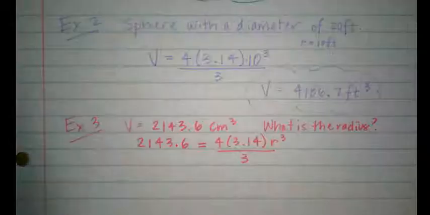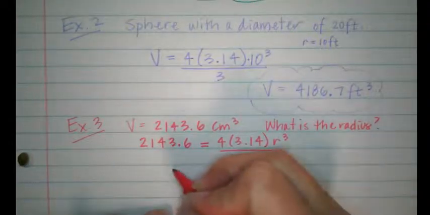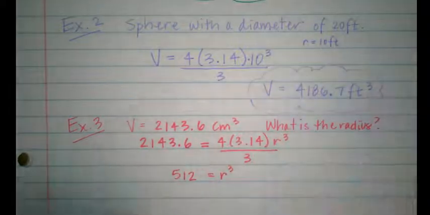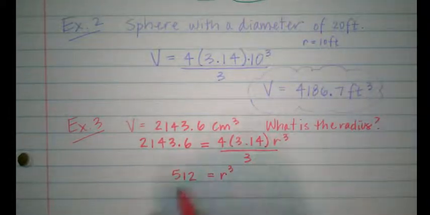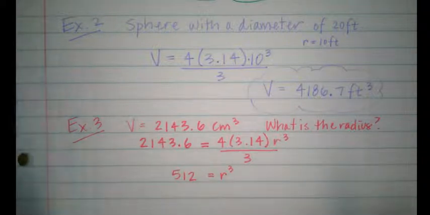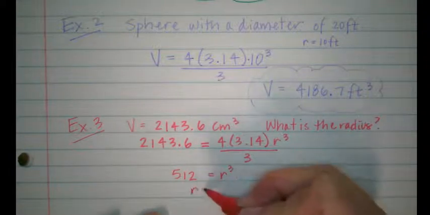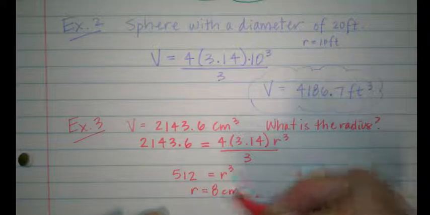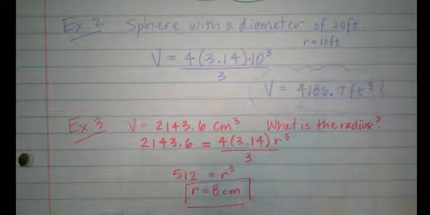Okay, so that 512 represents r to the third. So we don't want r to the third, we just want r. So if you think back to your flashcards, what number multiplied by itself 3 times is equal to 512? And hopefully you remember that that would be 8. So the radius is 8 centimeters.